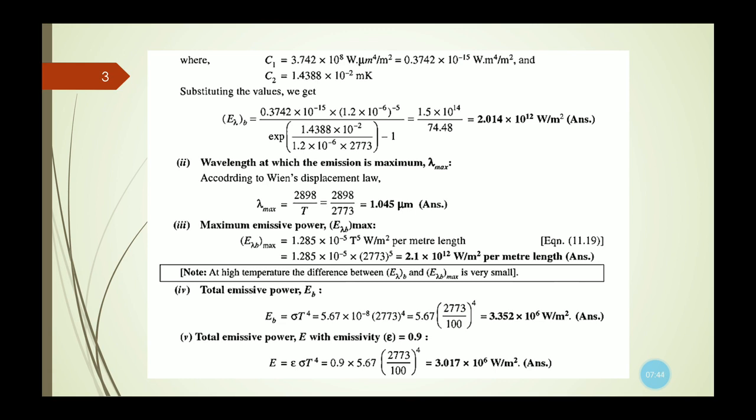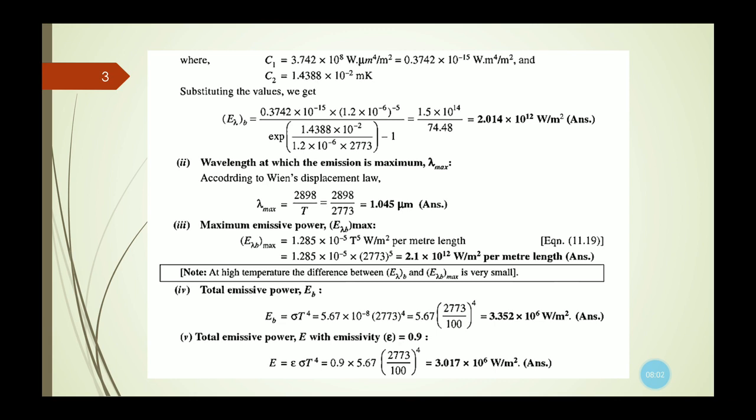So using this formula of the Stefan-Boltzmann law, E_b equals sigma T to the power 4. Now sigma is the Stefan-Boltzmann constant. This default value we need to remember: it is 5.67 into 10 to the power minus 8 watt per meter square K to the power 4.